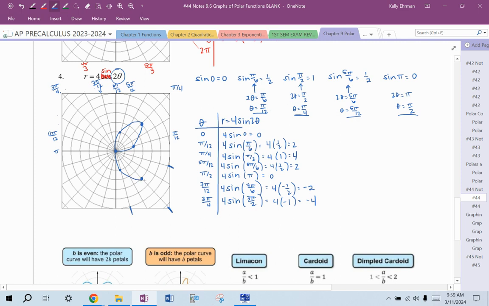Maybe that's enough for you to see the symmetry, right? Because remember, on either side of this, the next angle that went out to 2, the other side of the petal, should be on the pi over 12 line. So it should be right here.